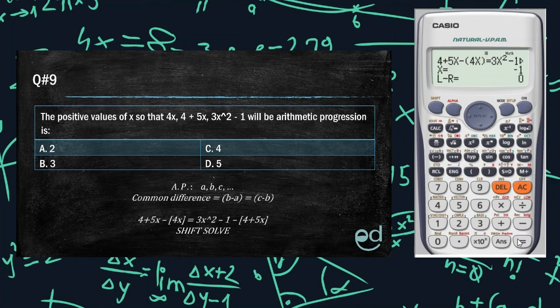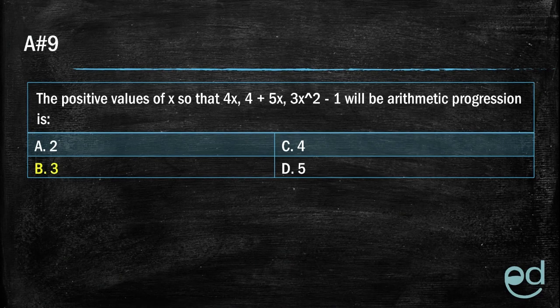If we have a value of -1, we just change the value of x in the shift solve. So shift solve, for example, we put letter D, which is 5, and then press equals. And we will have a positive value, which is equal to 3. So let's check. The correct answer is 3.